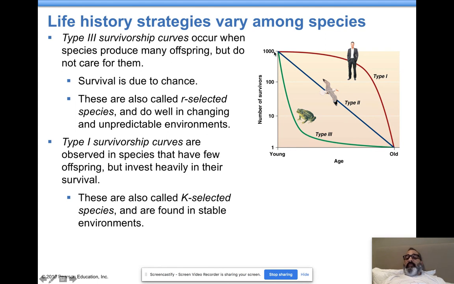Type 1, very few deaths at a young age and more deaths towards the end, and they all end up getting too old and dying. And type 2, death is independent of age for the most part. Okay, it forms a straight line.